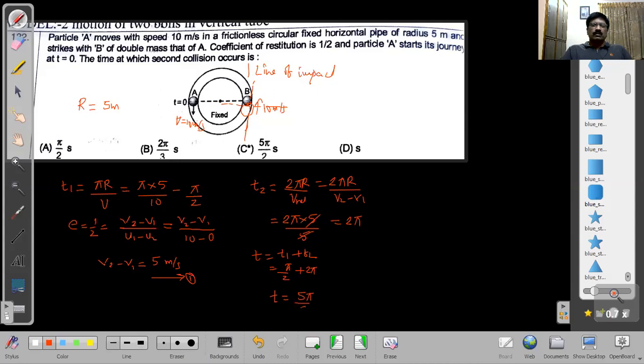5 pi by 2. So this is the time after which the second collision takes place.